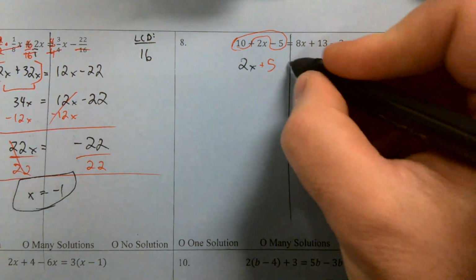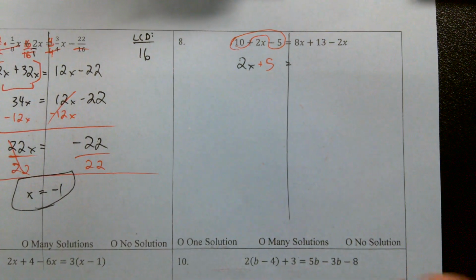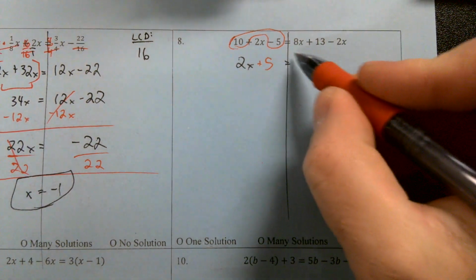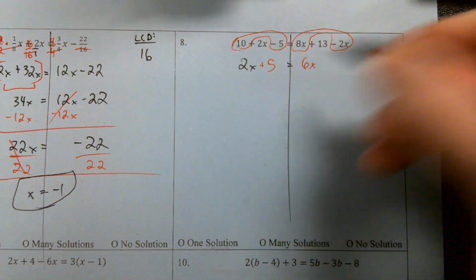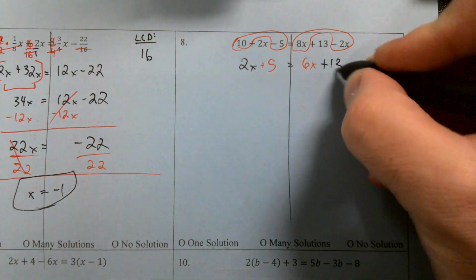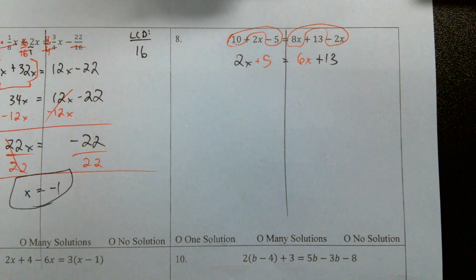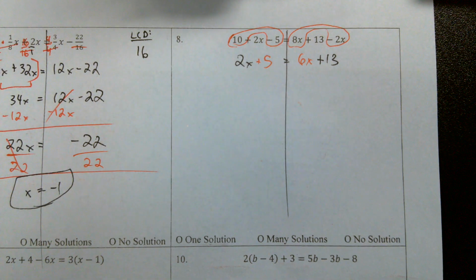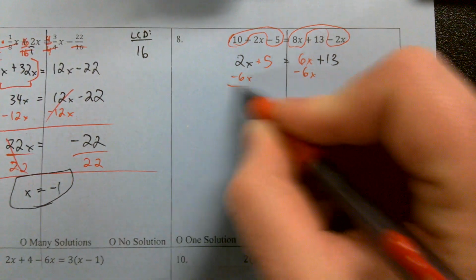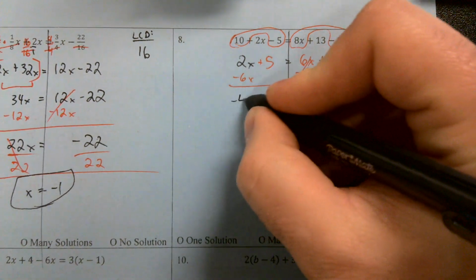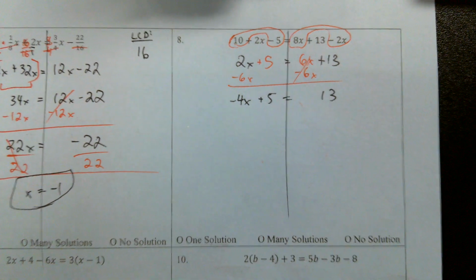What can I combine on the right? 8x and negative 2x, that's going to give me what? 6x. Perfect. I'm going to bring my variable term to the left, minus 6x on both sides. Negative 4x plus 5 equals 13.